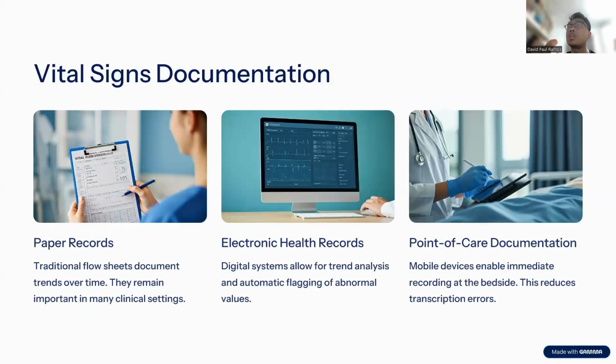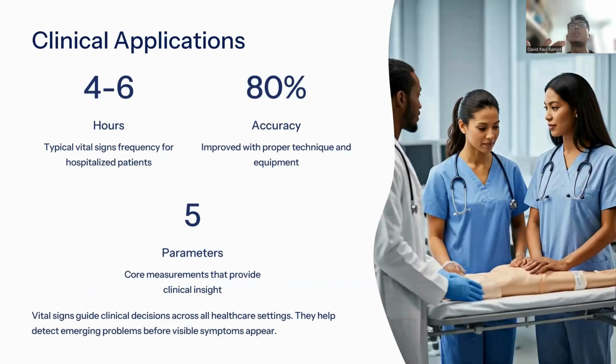Next is vital signs documentation. Paper records like flow sheets are still widely used for tracking trends over time. Electronic health records allow easier trend analysis and automatic alerts for abnormal values. Point of care documentation using mobile devices enables real time recording, reducing error and enhancing patient safety. So we have to remember that accurate documentation is just as important as accurate measurement.